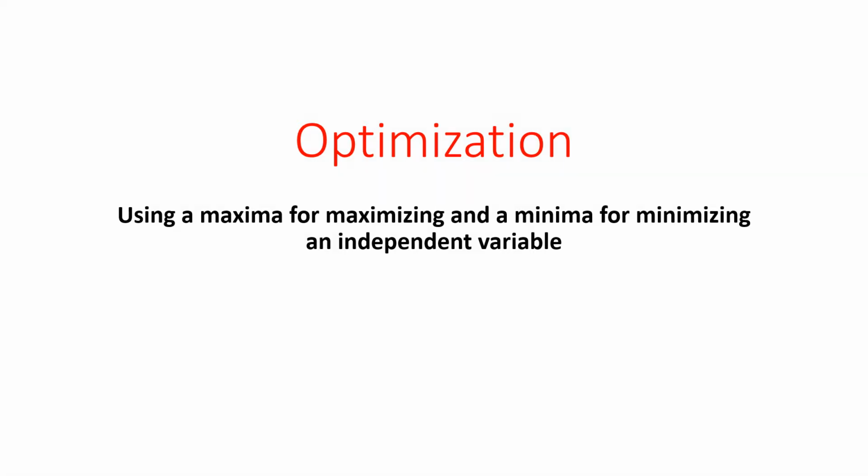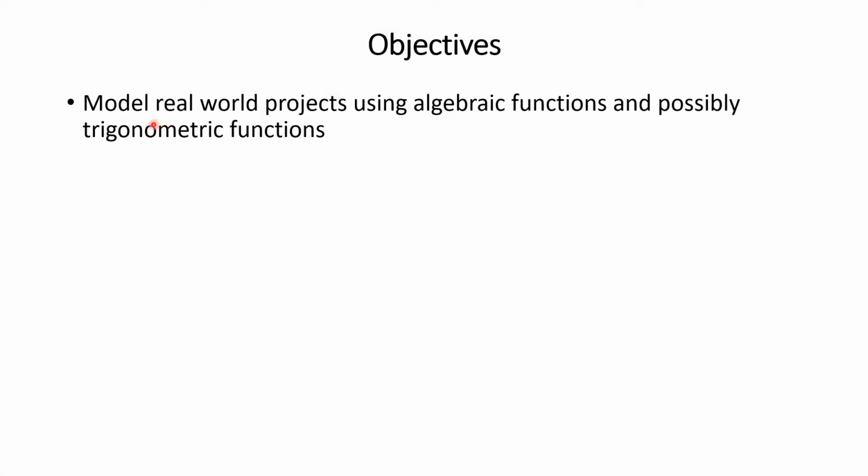Optimization. For optimization, we're going to be using a maxima for maximizing and a minima for minimizing an independent variable. Objective number one: model real-world projects using algebraic functions and possibly trigonometric functions.